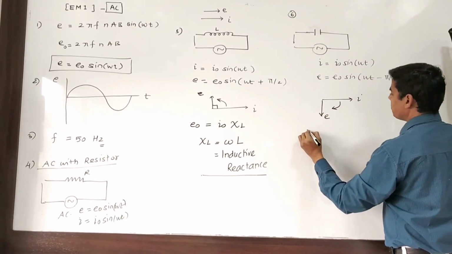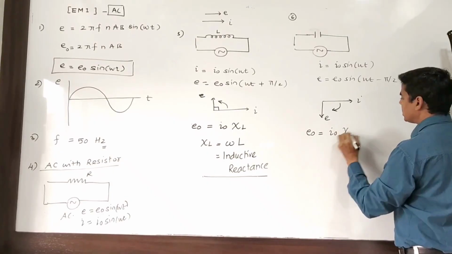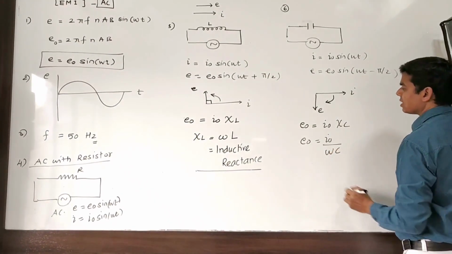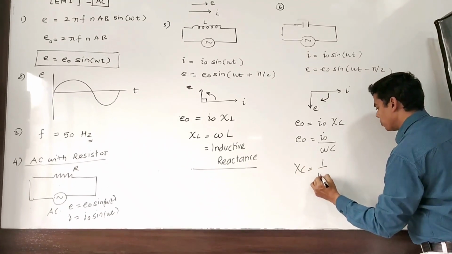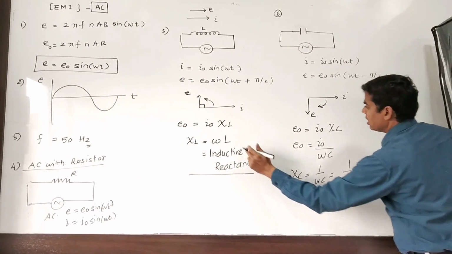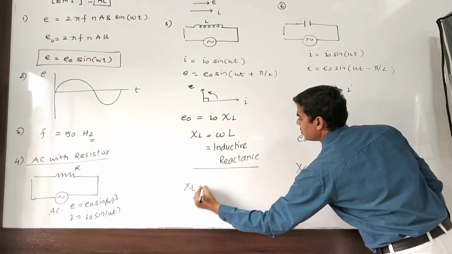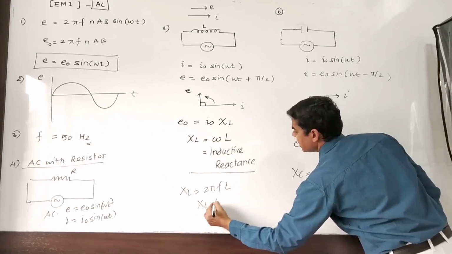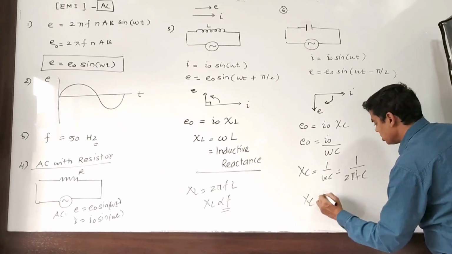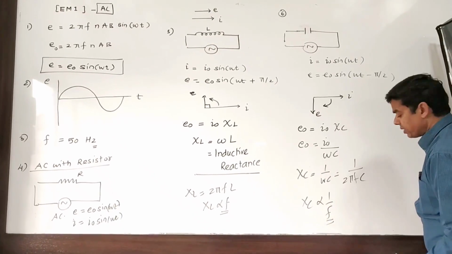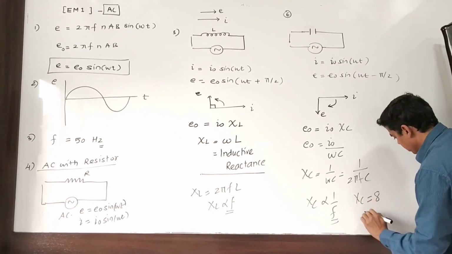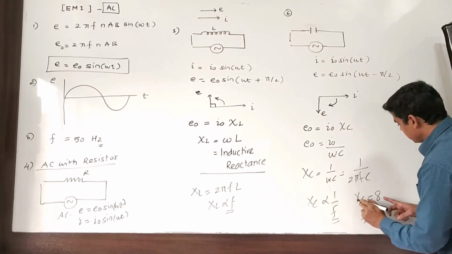In the capacitive circuit, the peak value of EMF is given by I0 into XC, where XC is 1 upon omega C, called the capacitive reactance. Omega is 2 pi F. Here, if we consider inductive reactance, then XL is equal to 2 pi FL. That is, XL is directly proportional to the frequency of AC, and in a capacitive circuit XC is inversely proportional to the frequency of AC. Whenever this frequency F becomes 0, then XC becomes infinite.